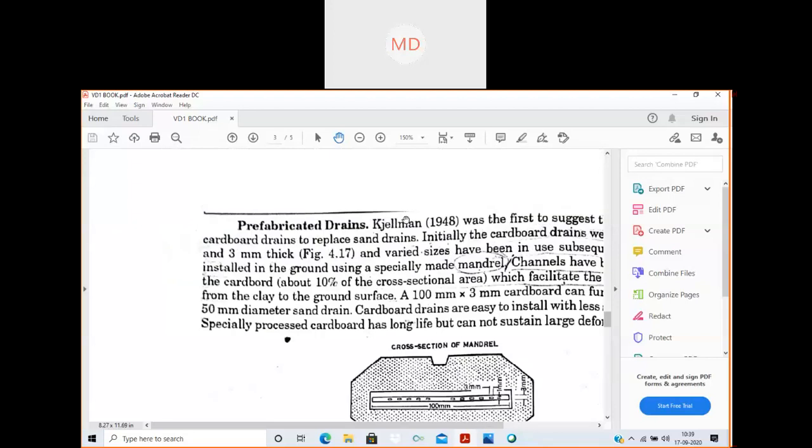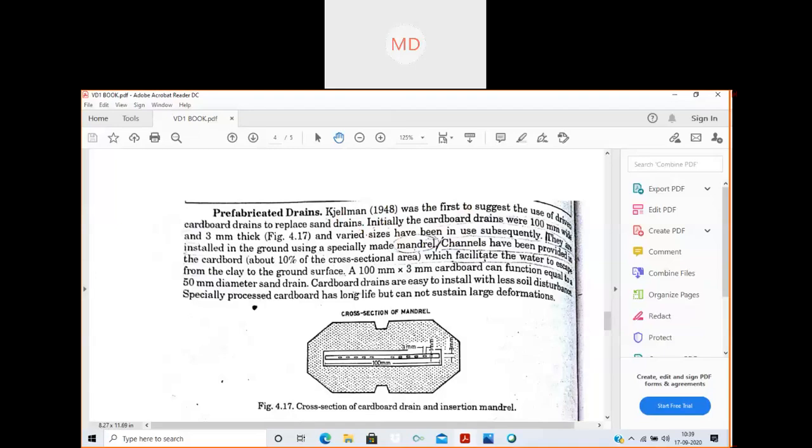Next we see prefabricated drains. Gelman in 1948 was the first to suggest the use of driven cardboard drains to replace sand drains. Now a new technology has come, and what Gelman has done is use cardboard drains instead of sand drains. The size is given. Initially the cardboard drain was 100 mm wide and 3 mm thick.